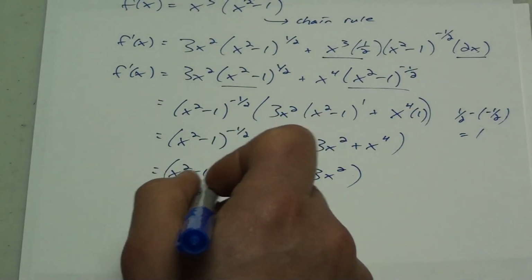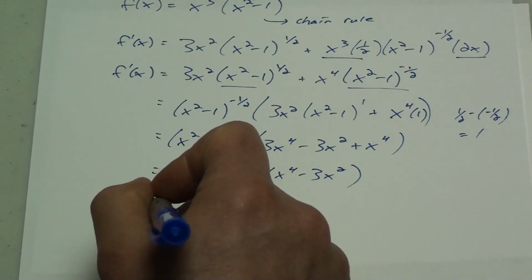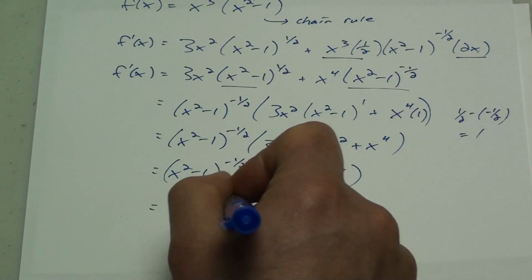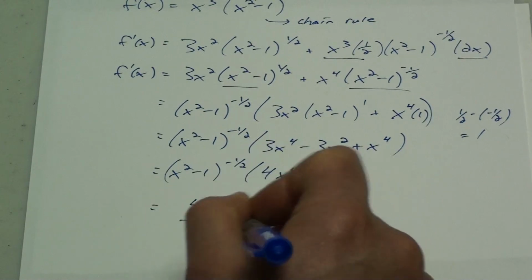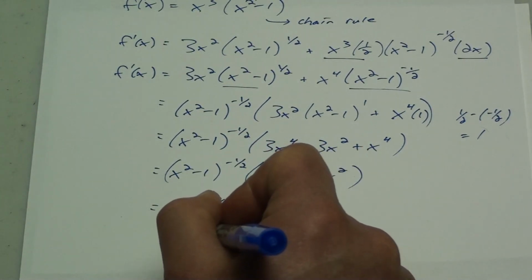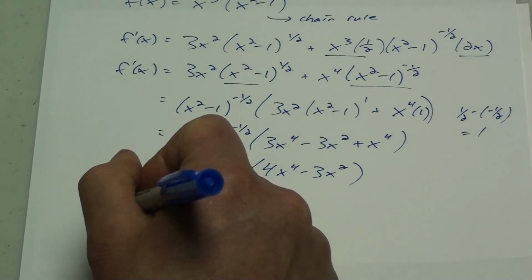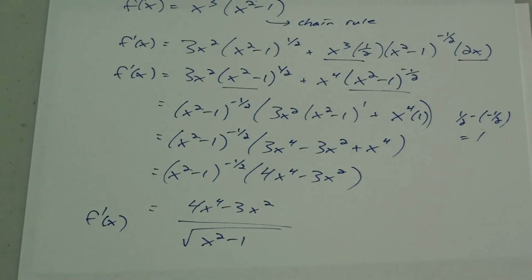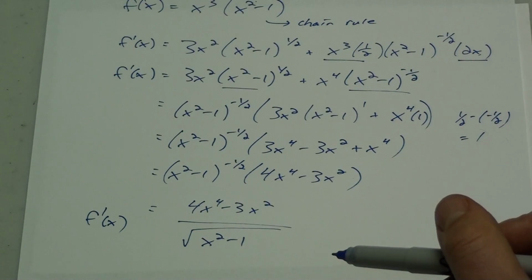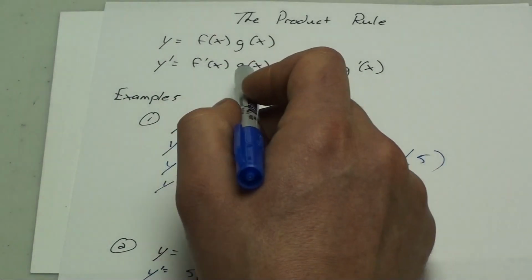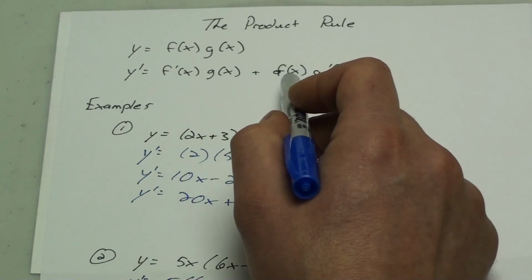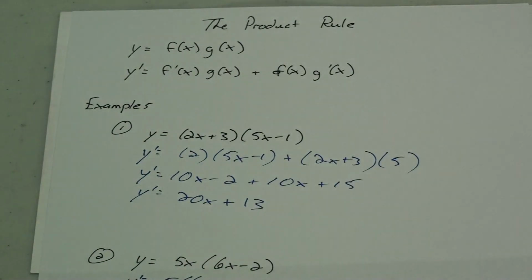And here I can take this down to the denominator, get rid of the negative exponent, and I'll have 4x to the 4 minus 3x squared all over the square root of x squared minus 1. So that is a simplified version of the derivative. You may or may not need to go quite that far. Okay? But the product rule is derivative of the first, original of the second, plus original of the first, derivative of the second. Thank you very much.